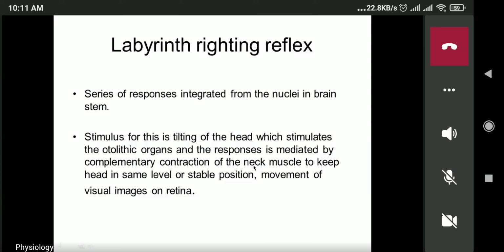That is why the first sentence I have written here says a series of responses integrated in the nuclei in the brainstem. Brainstem means what? Midbrain, pons, medulla. This brainstem nucleus gets the sensory stimulus from the eye and also from the labyrinth. The center is in the brainstem, and the effector organ is mainly the muscles of the neck, to keep the head in proper position so that we do not fall.